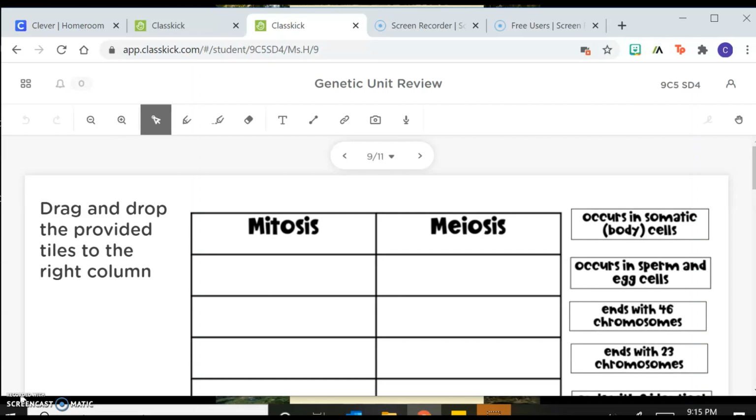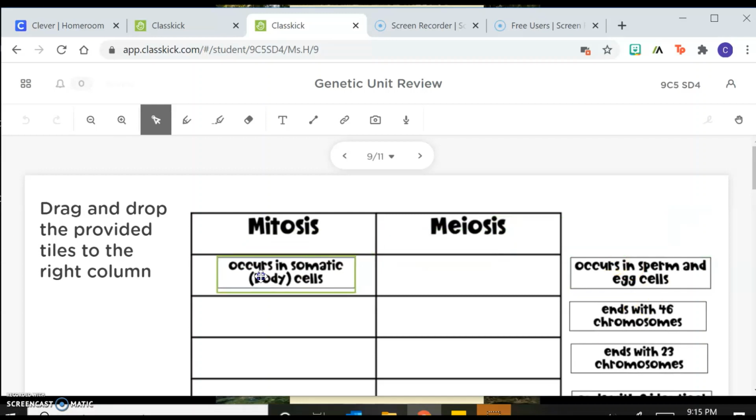So mitosis and meiosis. Remember, mito, M-I, mito means my toes. It makes your hair, skin, nails, nerve, liver, brain. It makes your body cells. So right here, I'm going to go ahead and drag and drop into occurs in body cells here. Now, meiosis, M-E, meiosis makes me.